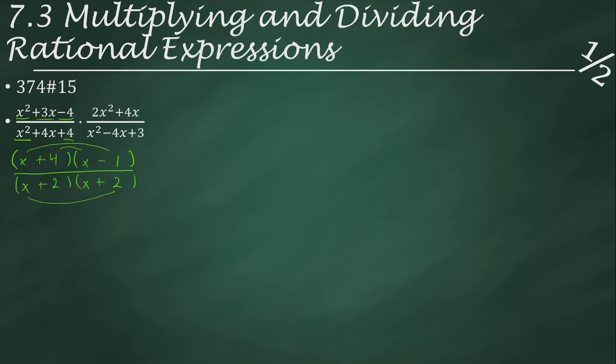So let's check. That's 2x and 2x makes 4x in the middle. That's correct.